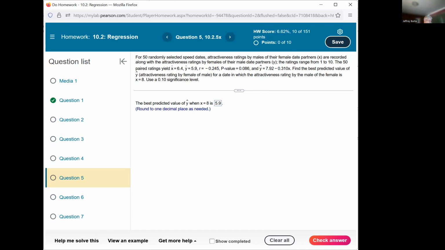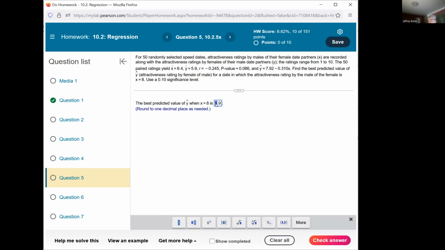I kind of jumped the gun on that. So because the p-value of 0.08 is going to be less than 0.10, we can use this formula. So it's going to be 0.310 times 8. So this is going to be negative 5.44 because I put the value of 8 into this equation. That's what I got. Hold on.